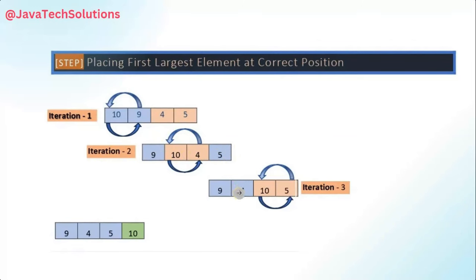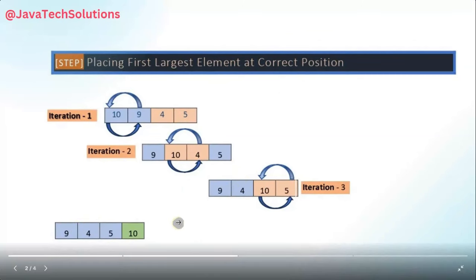Then 10 and 4 are swapped, and after that 10 and 5, and finally after completing this first phase, or first pass, the array looks like this: 9, 4, 5 and 10.